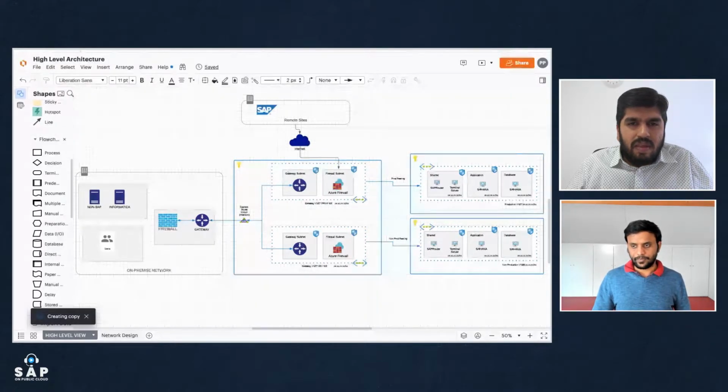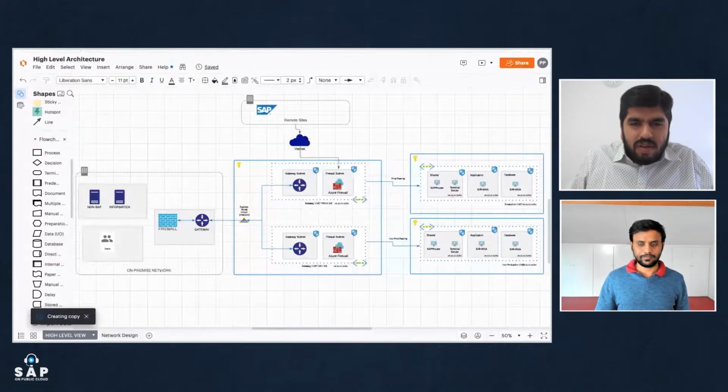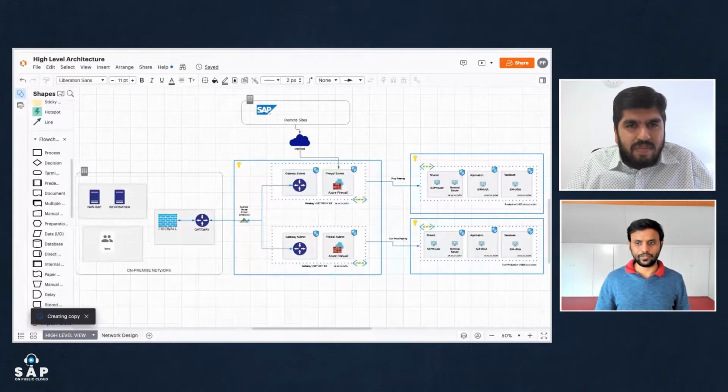So this diagram, let's probably use some time to explain. We have made it very simple, to make it simple for the audience, so you can probably explain it now.